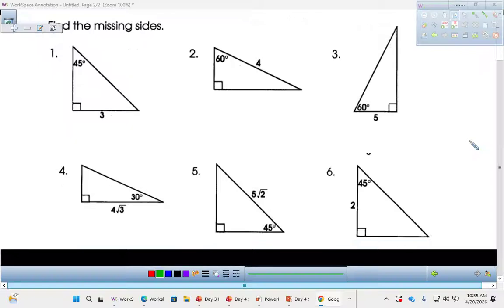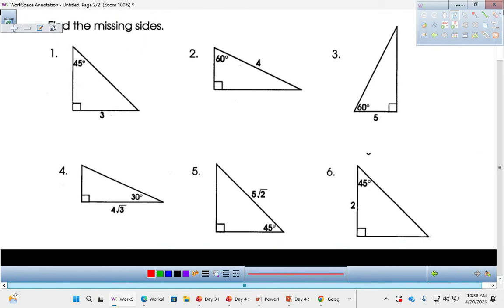All right, guys, so on Friday we reviewed the two special right triangles, which are 45, 45, 90 and 30, 60, 90. So if you see a 45-degree angle, then you'll know it's the 45, 45, 90 special right. And what you have to remember about 45, 45, 90 is it's x, x, x root 2. The two sides are the same. The hypotenuse is the side length times root 2.